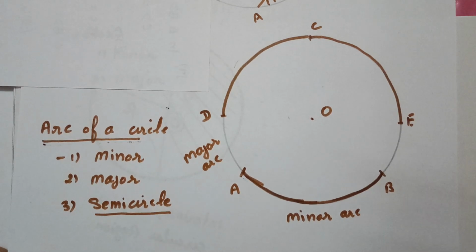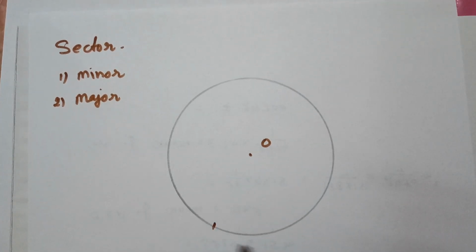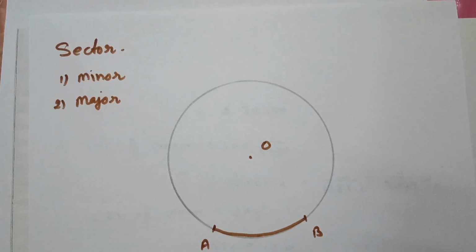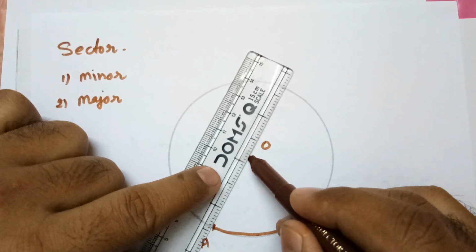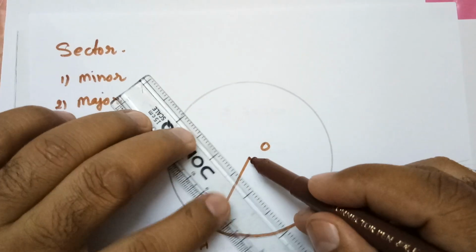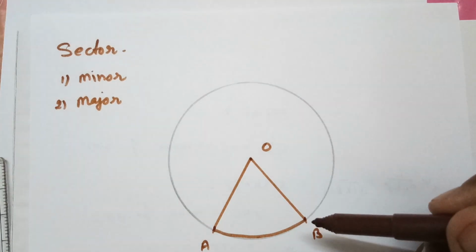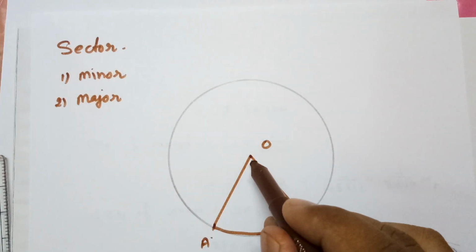Now next is sector. So what is a sector? A sector is the region between the arc and the two radii. Suppose AB is the arc of a circle. These are the radii OA and OB. So the region between the arc and the radii joining the center to the endpoints of the arc is called a sector.